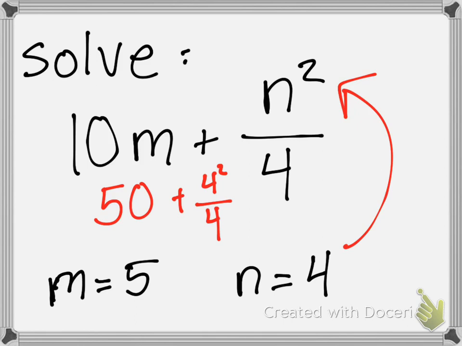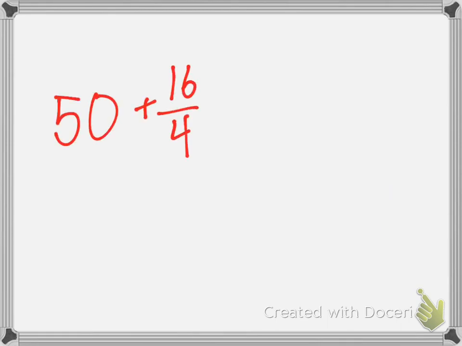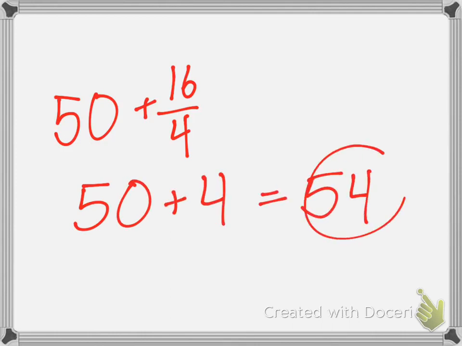So now, I'm going to go to a new slide. 50 plus 16 over 4. We have to simplify and divide. 16 divided by 4 is 4. So we get 50 plus 4, and our answer is 54.